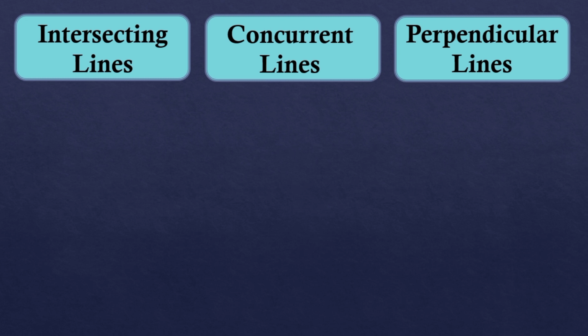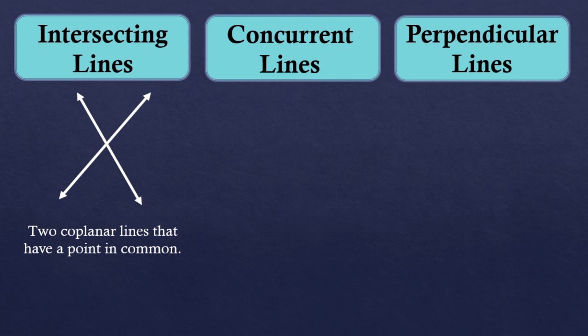Okay? So, what is the difference between these three? So, meron tayong intersecting lines, concurrent lines, and perpendicular lines. So, when we say intersecting lines, these are two coplanar lines that have a point in common. So, meron kang dalawang lines na kung saan meron siyang point in common. So, in this figure, this is the point of intersection, point A. Okay? So, two intersecting lines meeting at point A.